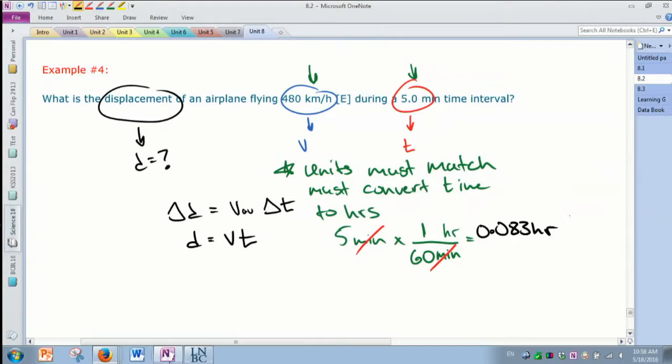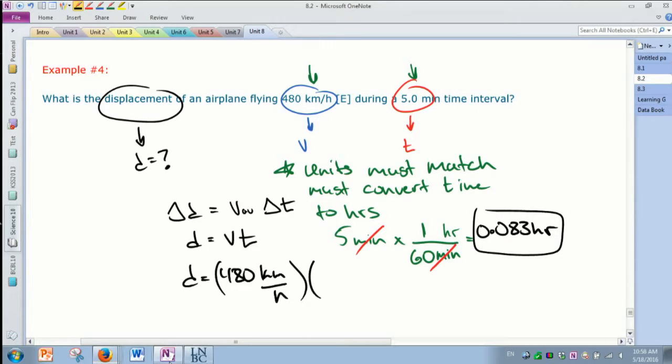There we go. So now I have my time in hours, and now I can do my question. So distance, how far am I traveling if I'm going 480 kilometers per hour, and I'm doing that for 0.083 hours.